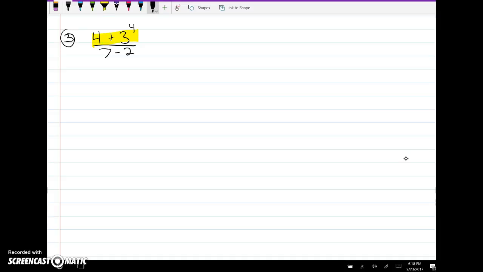4 plus 3 to the 4th. Well, according to order of operations, I'm going to do this in blue for my numerator and write it all out. So my numerator is going to be blue. 4 plus 3 to the 4th, first thing I'm going to work on is my exponent. So 3 times 3 times 3 times 3, which is 81. And I still haven't done anything to my denominator.